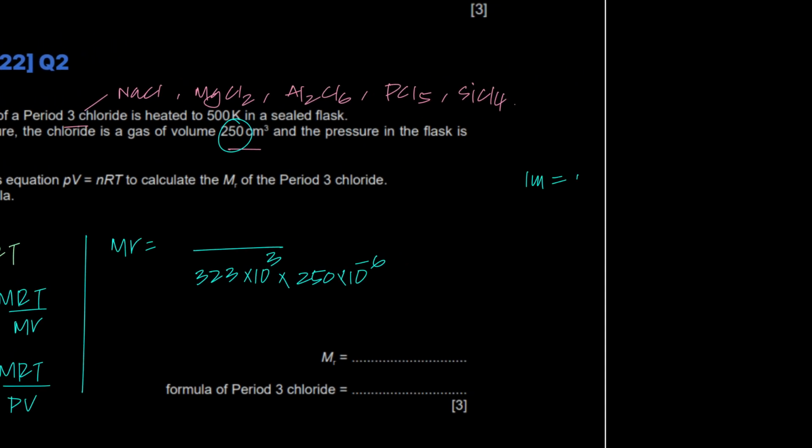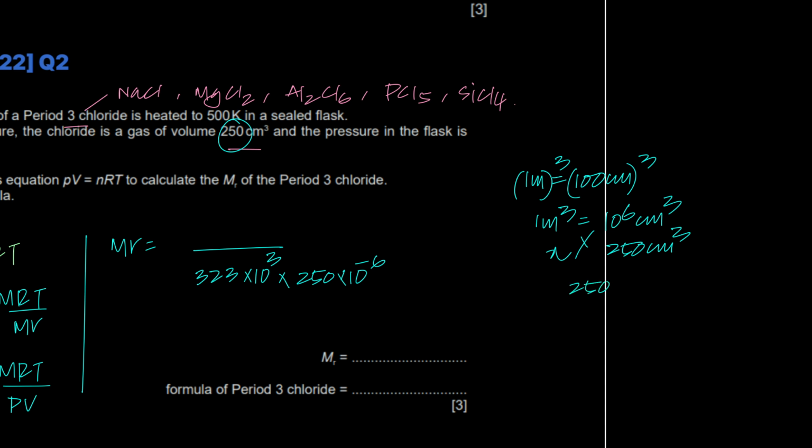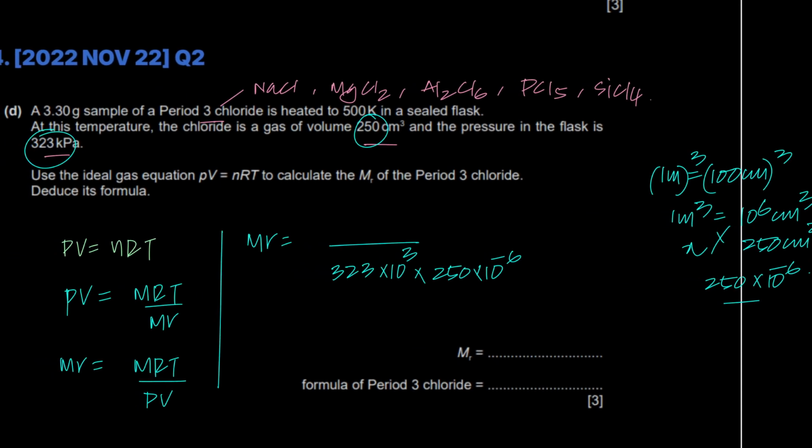1 meter equals 100 centimeter. So if I were to calculate 1 meter cube, it would be 1 million cm cube. So if I were to convert 250 cm cube into meter cube, you would get 250 divided by 10 raised to the power 6, or 250 into 10 raised to the power minus 6. The same thing. Divide by 1 million, or multiplied by 10 raised to the power minus 6, is the same idea.